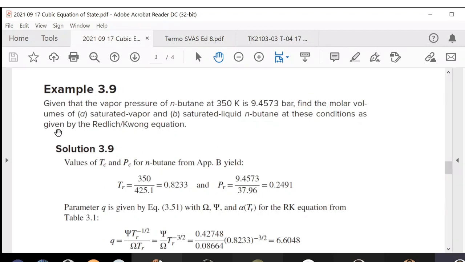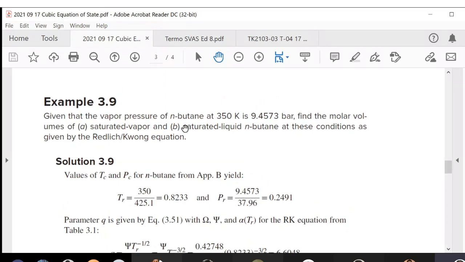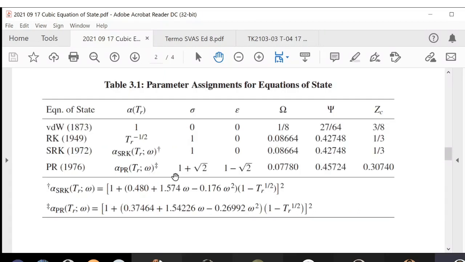So we have answered the question of the problem: find the molar volumes of the saturated vapor and saturated liquid using the Redlich-Kwong equation. So later, if you are asked the same question but using Peng-Robinson, what do you have to do? You just use the same thing. The difference is just the value of capital omega is different. The value of psi is different. Redlich-Kwong is 0.42, Peng-Robinson is 0.46. Okay, then calculate the alpha, things like this.